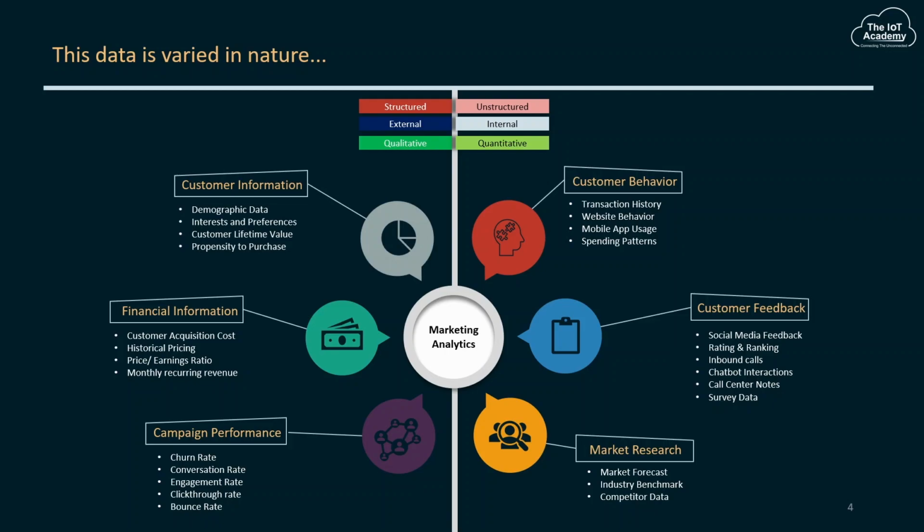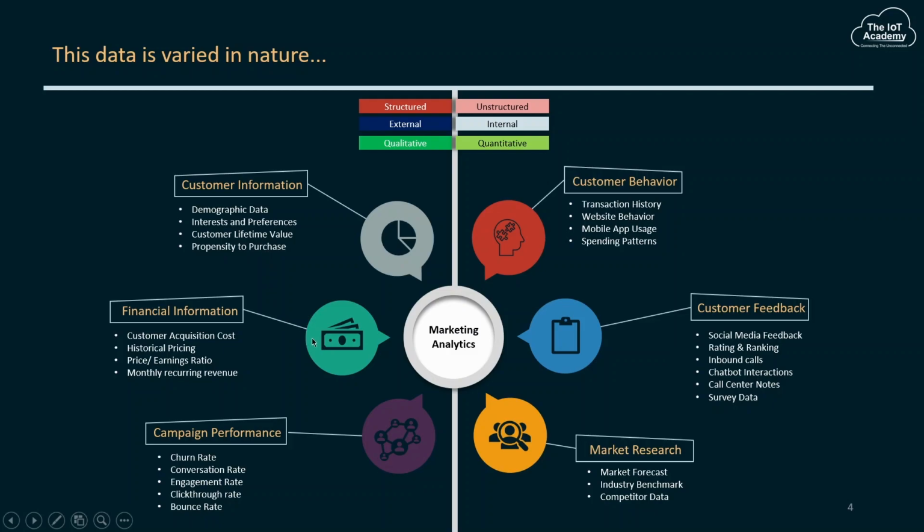Let's look at how a marketing analytics department is using various types of data from various sources. For example, a marketing department would get the information of the customer in terms of the customer's demographic data, customer's interests and preferences, customer lifetime value, and customer's propensity to purchase.